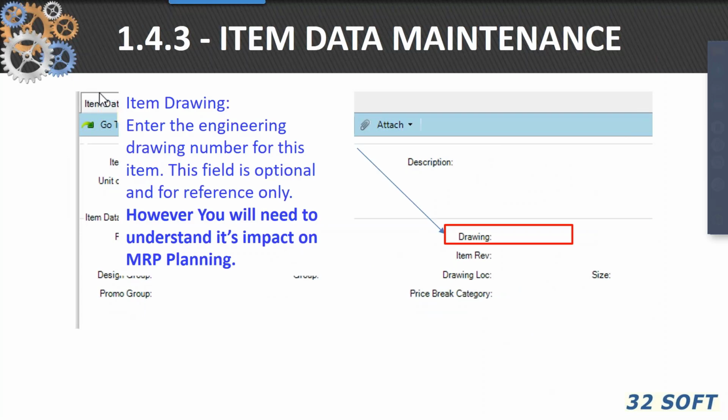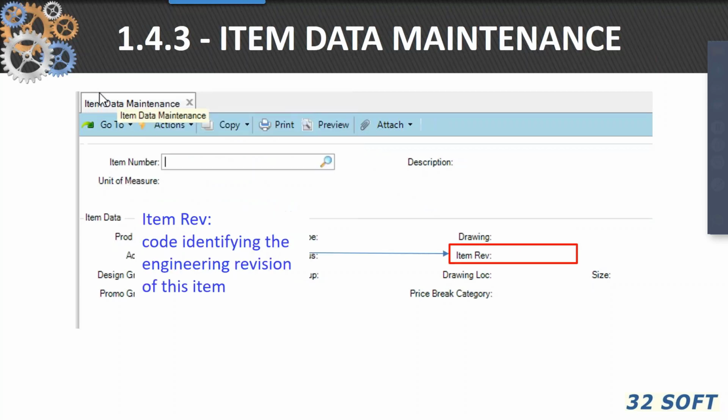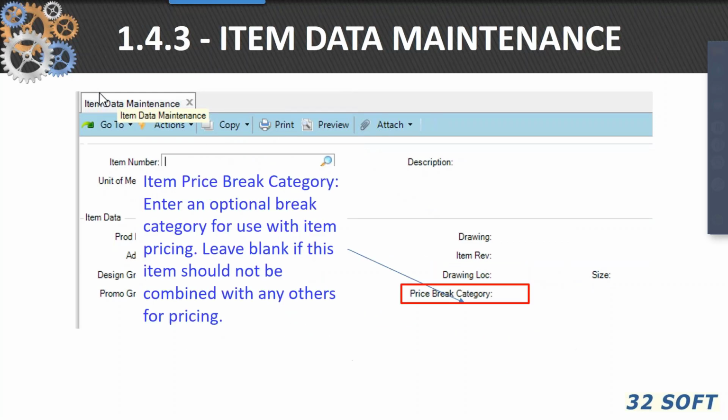Then there's a drawing field, which doesn't have anything to do with MRP directly. It's an optional field for reference only. However, you need to understand the impact of that field on planning. I've seen purchasing order the wrong material because the drawing field had not been updated properly. So it's not a direct control, but it needs to be looked at. Then there's some more reference fields: items, drawings, size, and price break category.